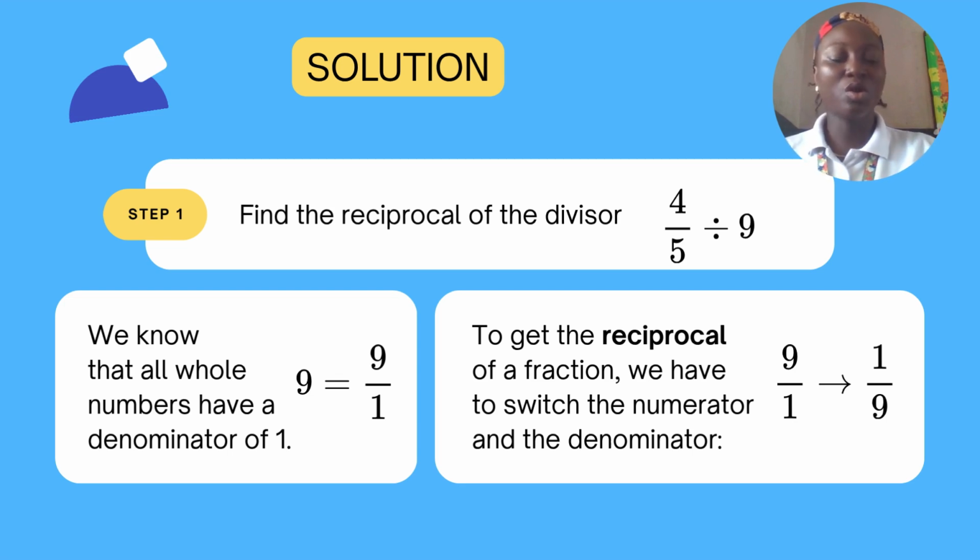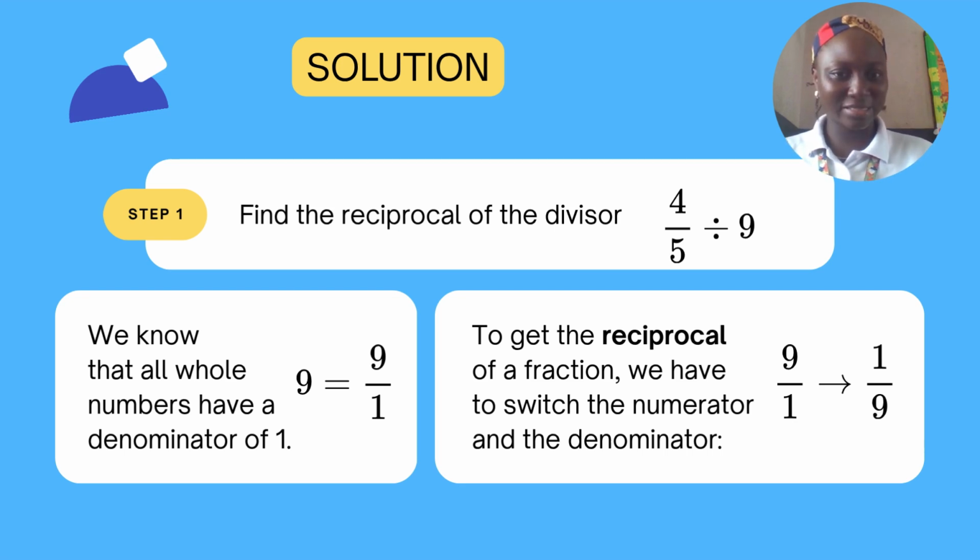the divisor. We all know that every whole number has a denominator of 1. So the question should be 4 over 5 divided by 9 over 1. So we need to get the reciprocal of 9 over 1. Yes, that is, we swap the numerator to become the denominator. So let's look for the reciprocal of 9. That will be 9 over 1, which becomes 1 over 9.